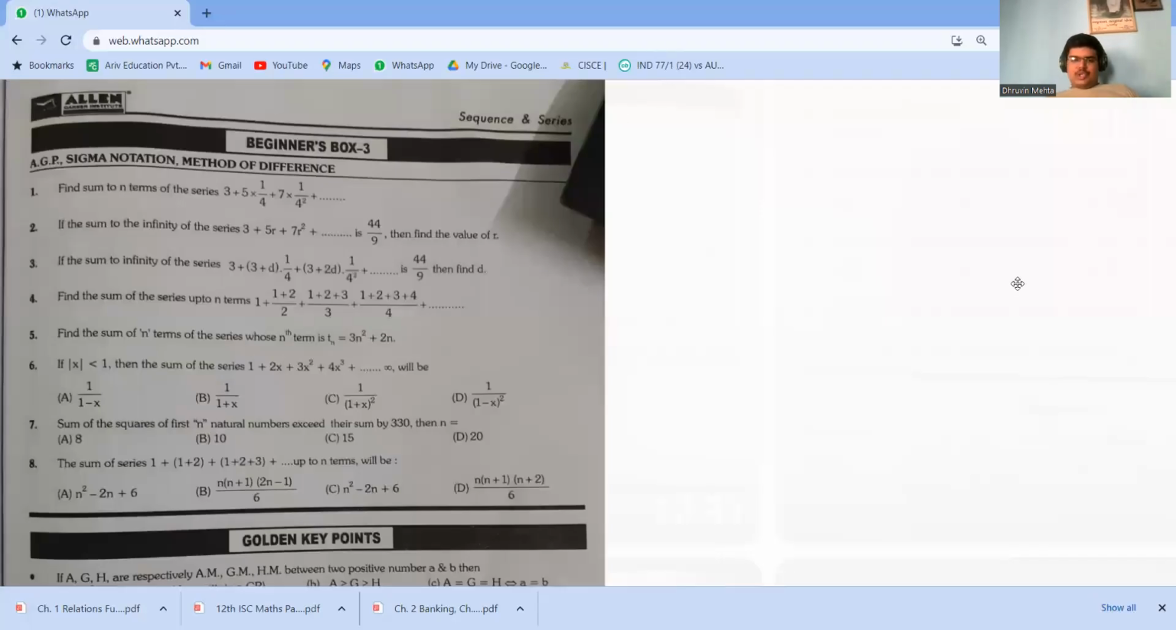So, Pravra, before we start, we need to revise a few formulas which you must have seen in 11th. So, do you remember the formula for sigma notation? Do you remember what is sigma r equal to 1 to n of r?